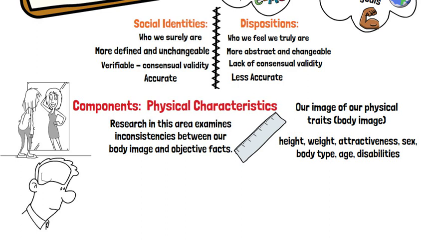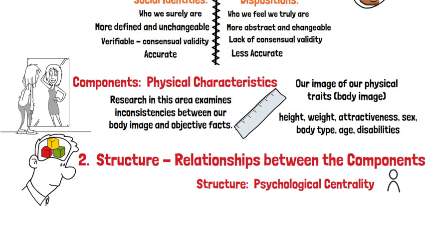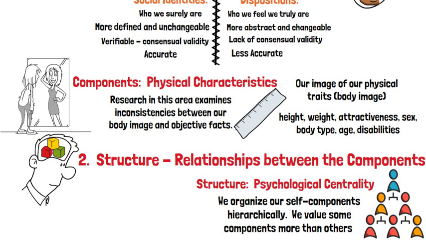The second aspect of the extant self is its structure, and this is the relationship between the components. The first aspect of structure is its psychological centrality. When we look at the structure of the self, we organize our self components hierarchically. We value some components more than others. For example, my status of professor I rank higher than my status as a tennis player.